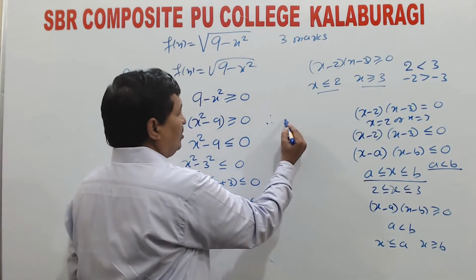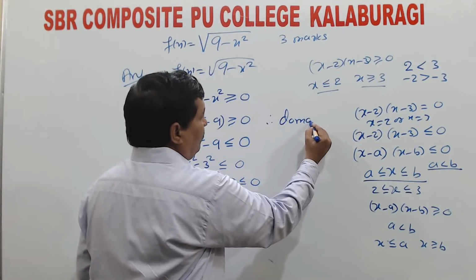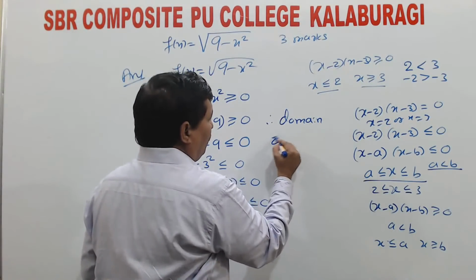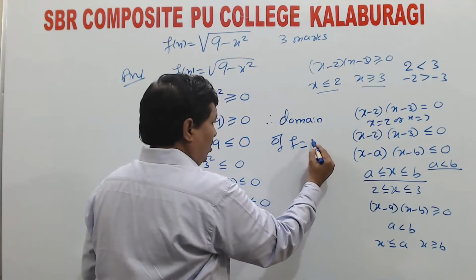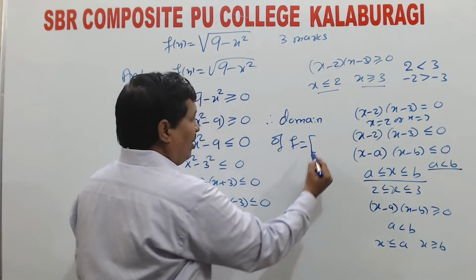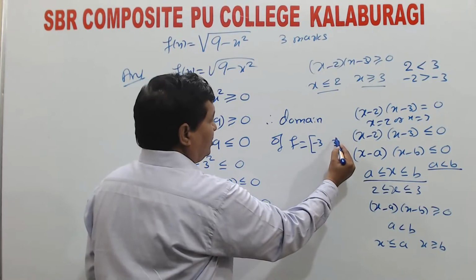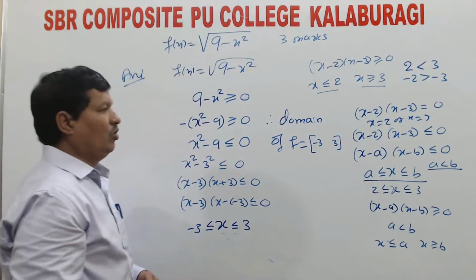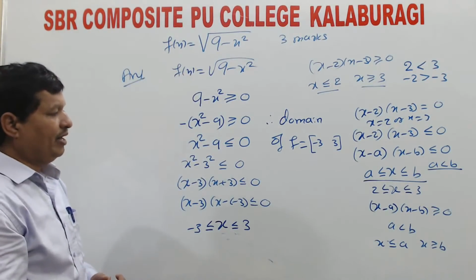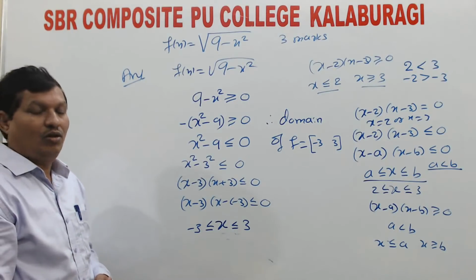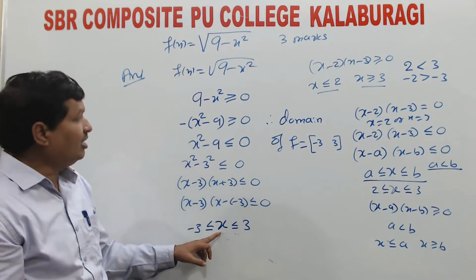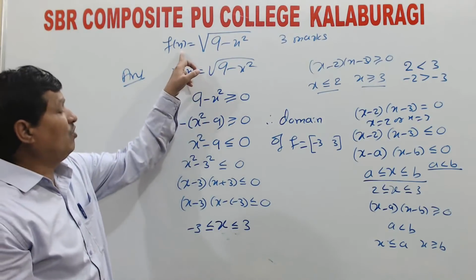Therefore, the domain of f equals, either you write by this method or with square brackets, minus 3 to plus 3. Domain of f equals minus 3 to plus 3. Next you have to find the range. Range means what? The f of x values.